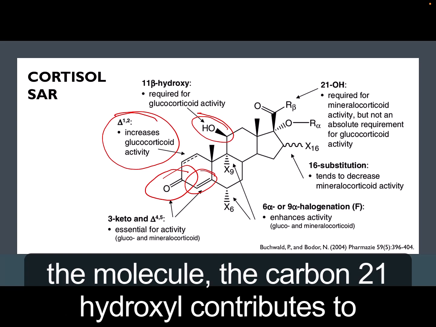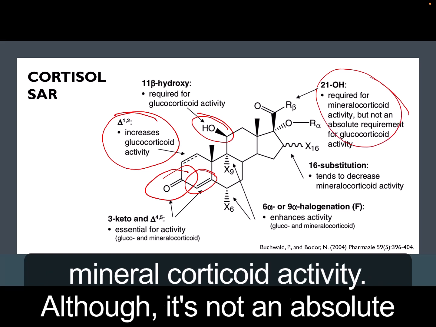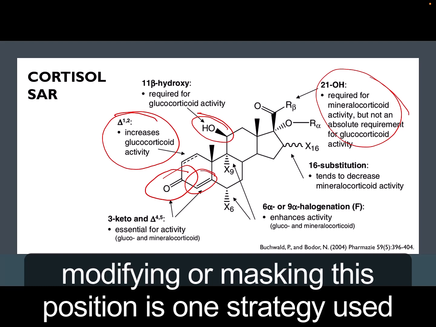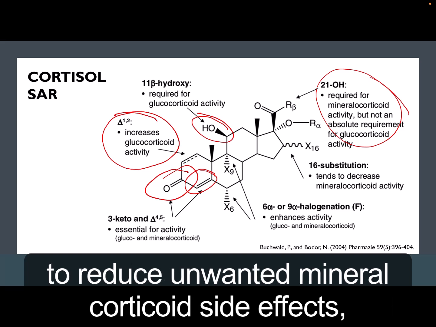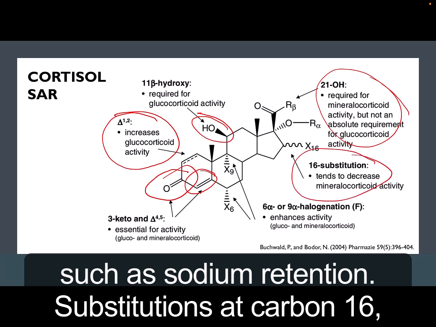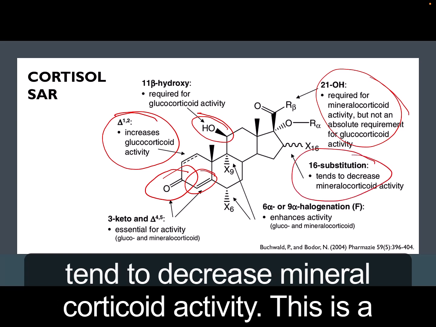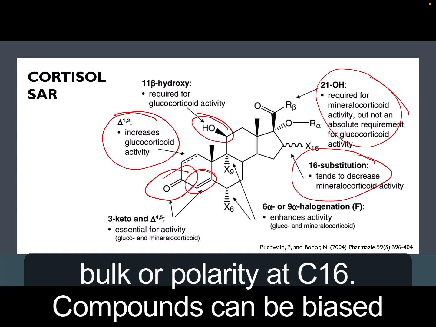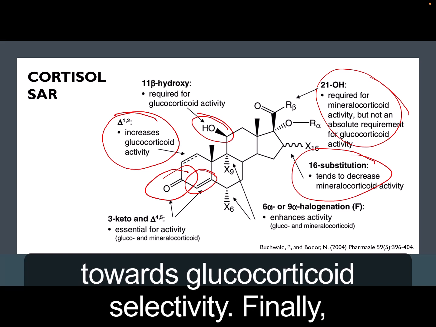On the right side of the molecule, the carbon-21 hydroxyl contributes to mineralocorticoid activity, although it's not an absolute requirement for glucocorticoid effects. Modifying or masking this position is one strategy used to reduce unwanted mineralocorticoid side effects, such as sodium retention. Substitutions at carbon-16 tend to decrease mineralocorticoid activity. This is a key medicinal chemistry principle. By adding steric bulk or polarity at C16, compounds can be biased towards glucocorticoid selectivity.